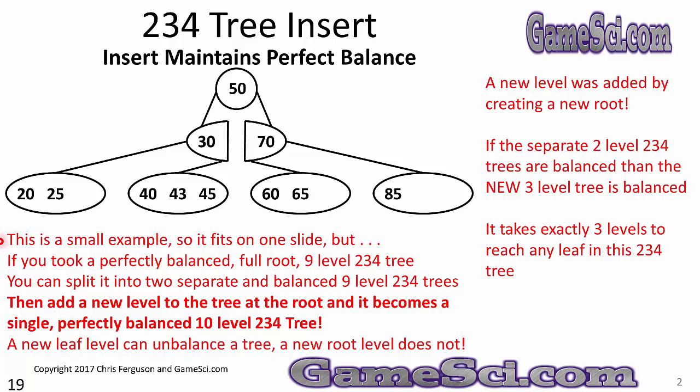This is a small example, so it fits on one slide. But if you took a perfectly balanced, full root, 9-level 2, 3, 4 tree, you can split it into 2 separate and balanced 9-level 2, 3, 4 trees. Then add a new level to the tree at the root and it becomes a single, perfectly balanced 10-level 2, 3, 4 tree. A new leaf level can unbalance the tree. A new root level does not. Adding a new node down here can unbalance the tree. Adding a new root does not unbalance the tree.